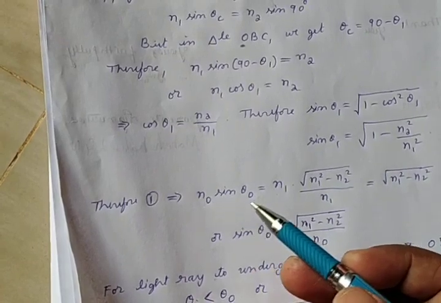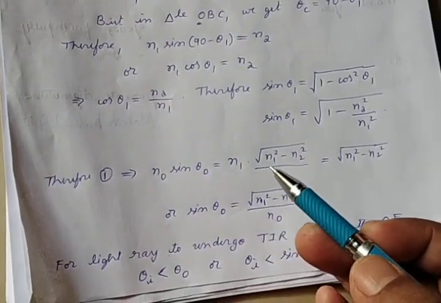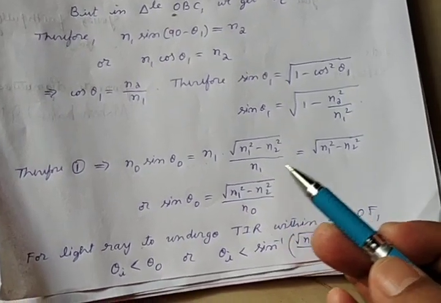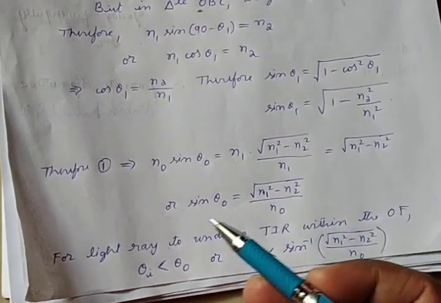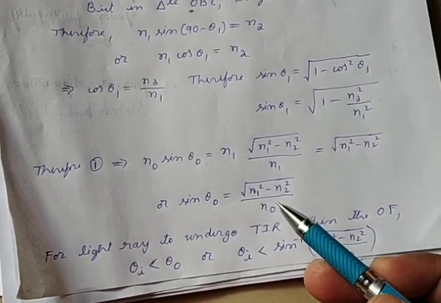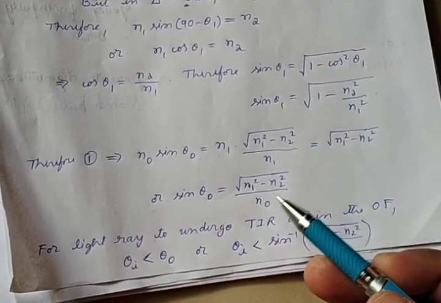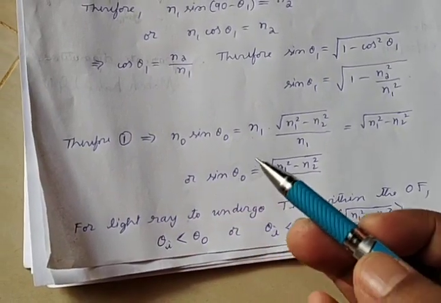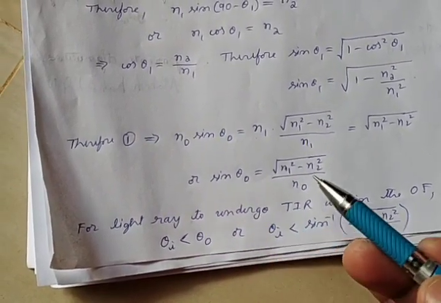So you get n naught sin theta naught equals n1 times the square root of n1 square minus n2 square divided by n1, or sin theta naught is given by the square root of n1 square minus n2 square divided by n naught. So we get here the expression for theta naught, or sin theta naught, as this.